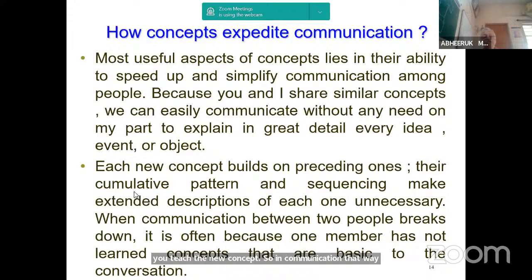If you sequence the concepts properly and make an extended description of each, you need not explain everything. You explain the basic concept, then the advanced concept, then the further advanced concept. This way you go on.